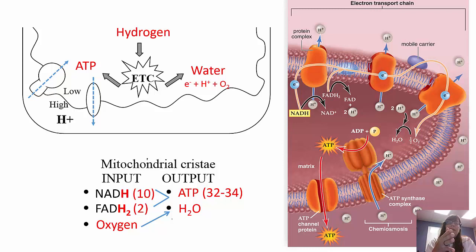So inputs NADH, FADH2, and oxygen, because that's the final electron acceptor, outputs 32 to 34 ATP and water. So the electron transport chain is really where most of the ATP is generated.